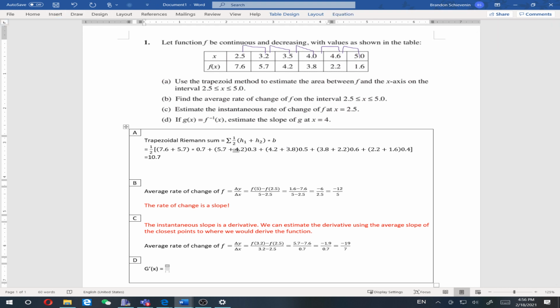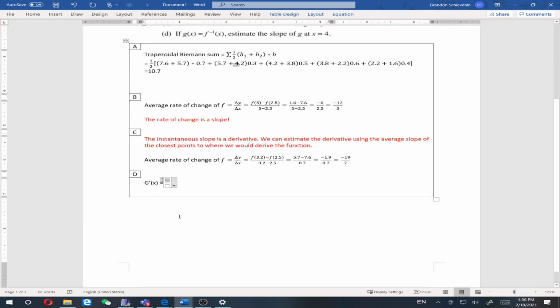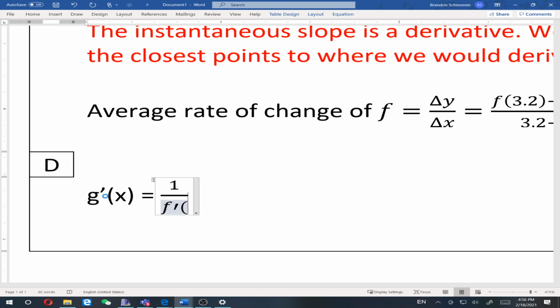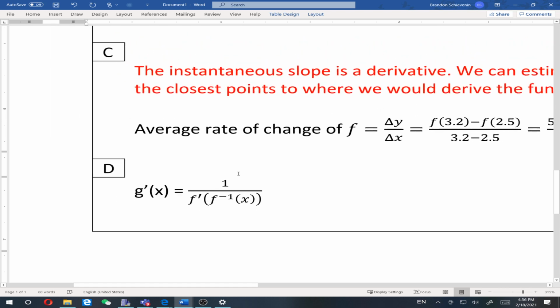Okay, so you said the derivative of an inverse function. In this case, g is the inverse of f, so g prime is going to be 1 over, say one more time. 1 over f prime, and inside it's going to be f inverse. Okay, cool. So we're going to use that formula.